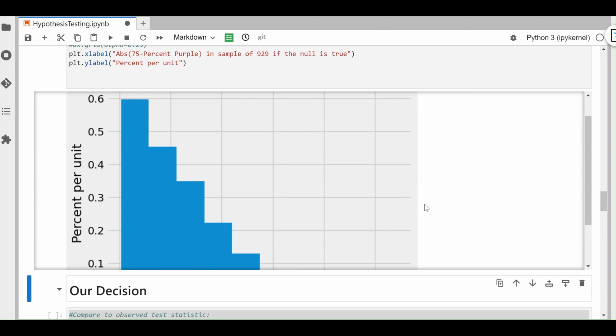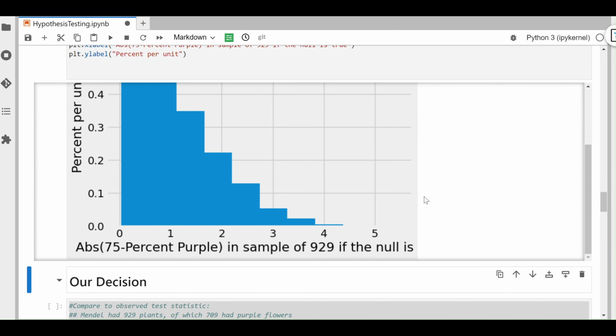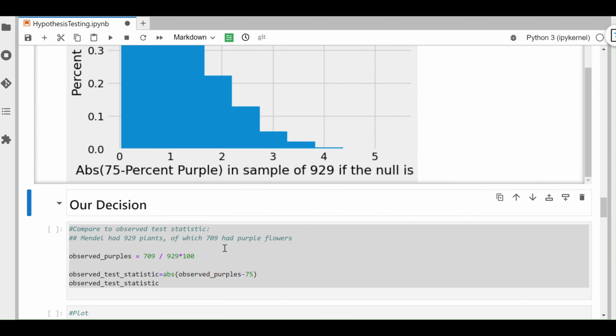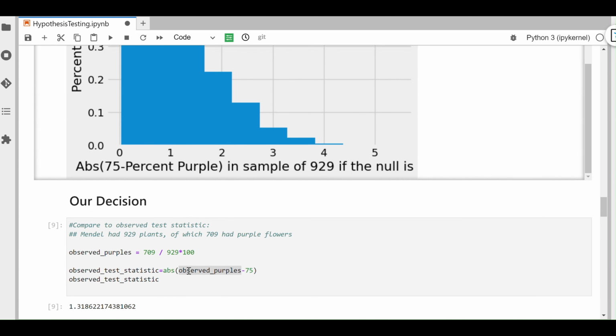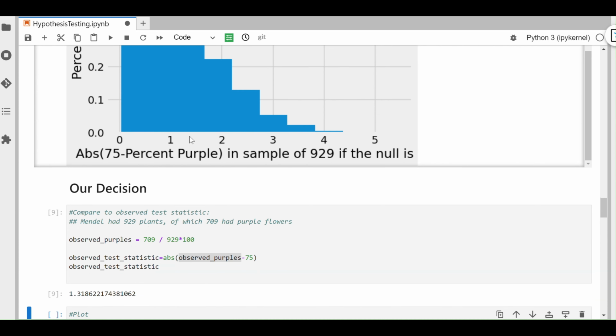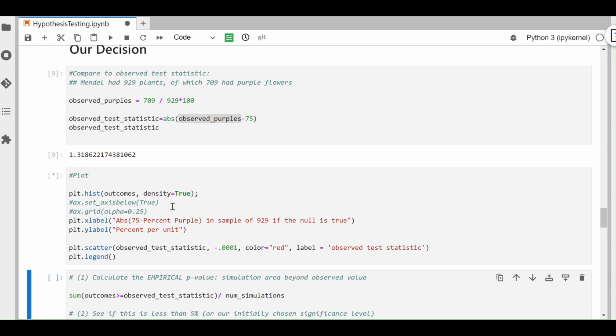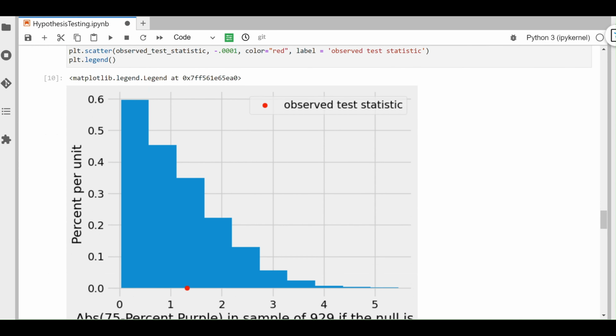Now let's see where our observed test statistic lies in this null distribution. So our observed test statistic is, let's say, 709 out of 929 times 100, and the difference of that from 75, it was 1.31 away. So I'm going to go plot that again on this histogram just to show you. Okay, so that's where it shows up.